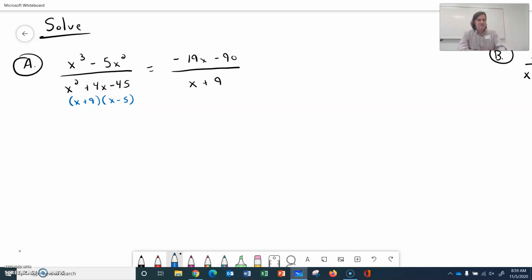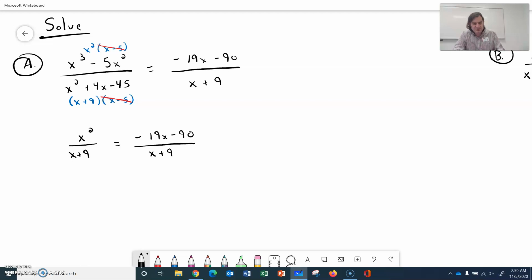So we already see that we have some repetition in our denominators, which will be good. I'm kind of curious here as well, because if I factor this numerator, the x cubed minus 5x squared, I can pull an x squared out, and I'll see that that leaves me with an x minus 5 that I could cancel. So that's kind of unusual in some of these, but I have something that works out a little bit better. So I'm going to rewrite this thing with the reduction, so it'll be x squared over x plus 9 equal to negative 19x minus 90 over x plus 9. And now there's only one denominator.